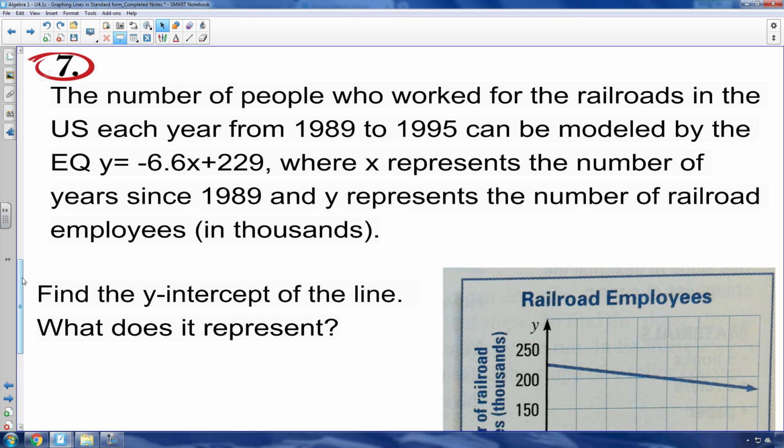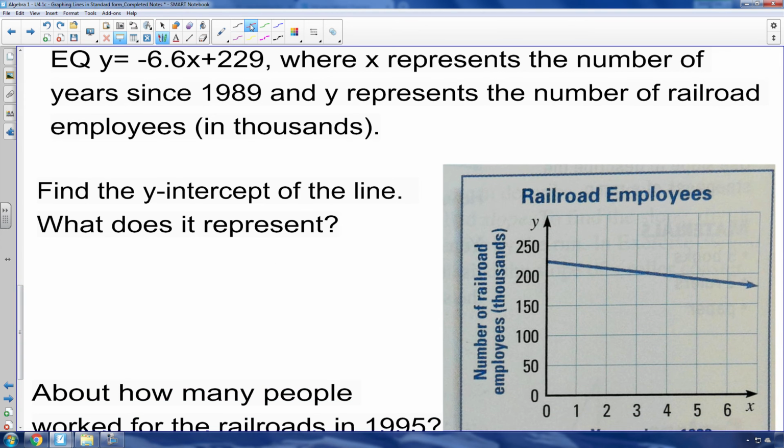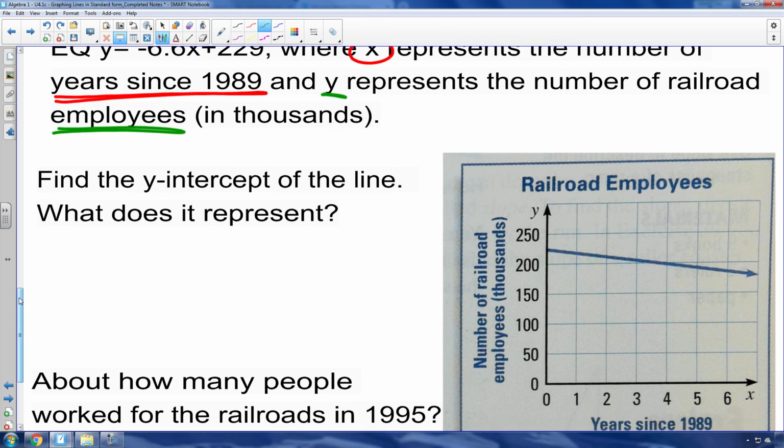We're talking about people working for the railroads, right? And we might wind up doing a couple of these as a Now You Try. We'll finish up this whole unit. But the number of people that work for the railroads in the United States is given by this equation and this graph. So what I wanted to talk about is the important thing is that X is years since 1989, and Y is the employees. Okay, so maybe I should have put Y in a different color. That would have been smarter. Okay, Y is the number of employees.